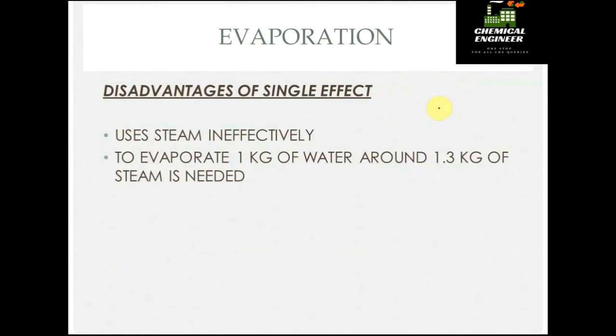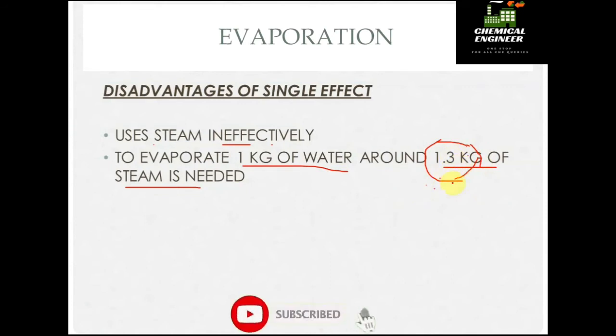Now, the disadvantage of single effect is that it uses steam ineffectively, because for 1 kg of water evaporation, 1.3 kg of steam is required, and this is on the basis of 3 atmospheric absolute pressure. So in order to use the amount of heat held by this 1.3 kg of steam, we require multiple stages.